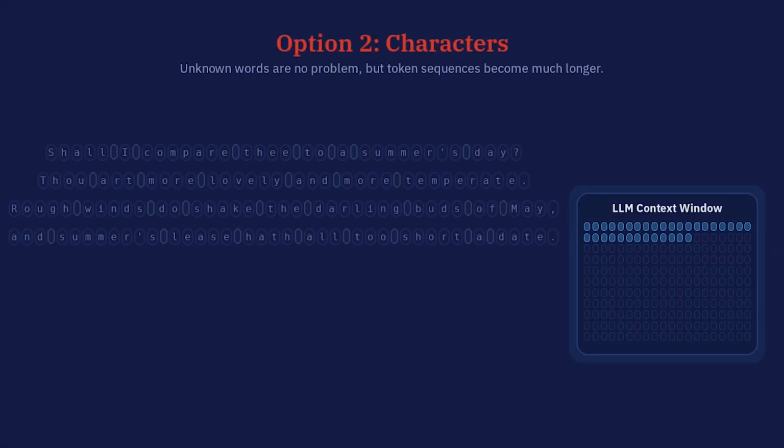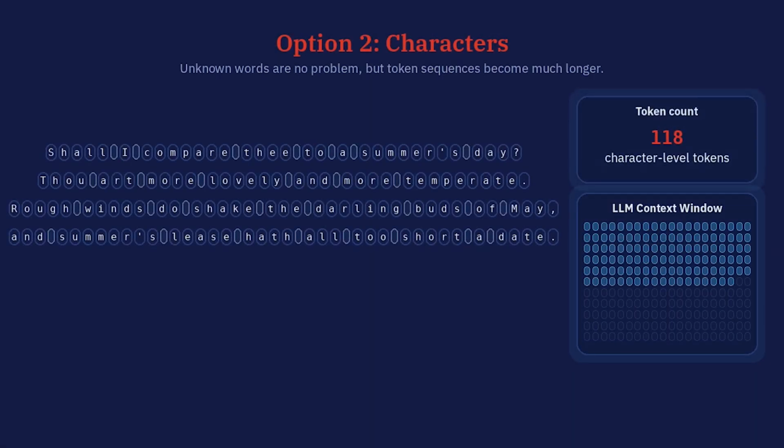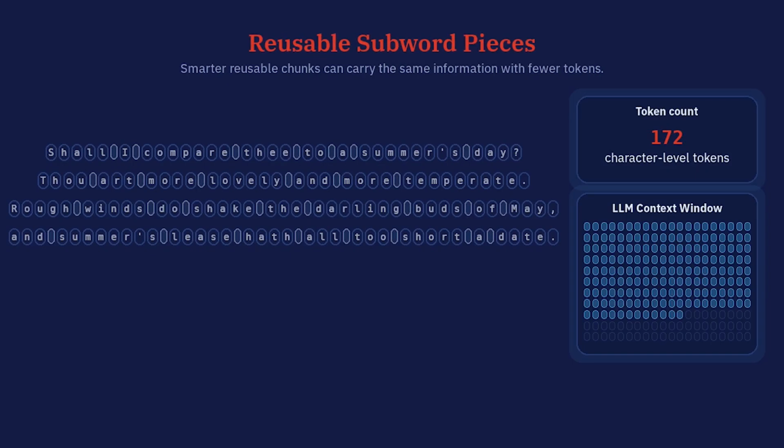If we tokenize only by characters, we avoid unknown words. But sequences become very long, which means this paragraph of text that you see here is represented by 172 tokens. When we use this in a large language model that has a limited context size, it can only process a small amount of information at once. Context size is how much text a model can process at once.